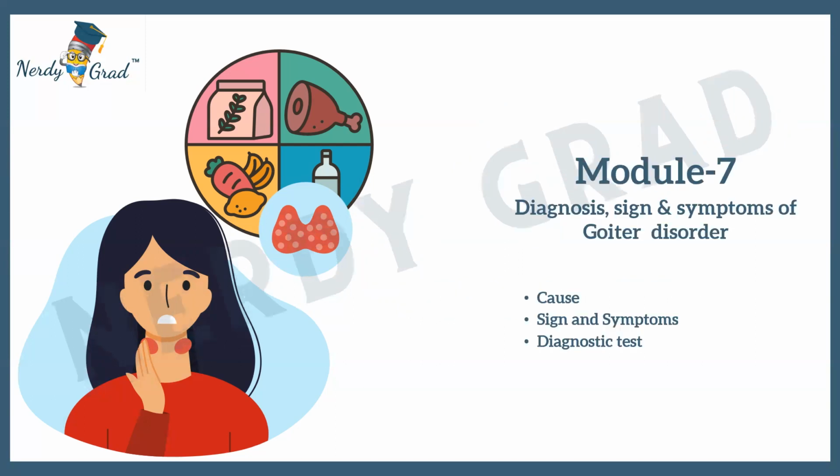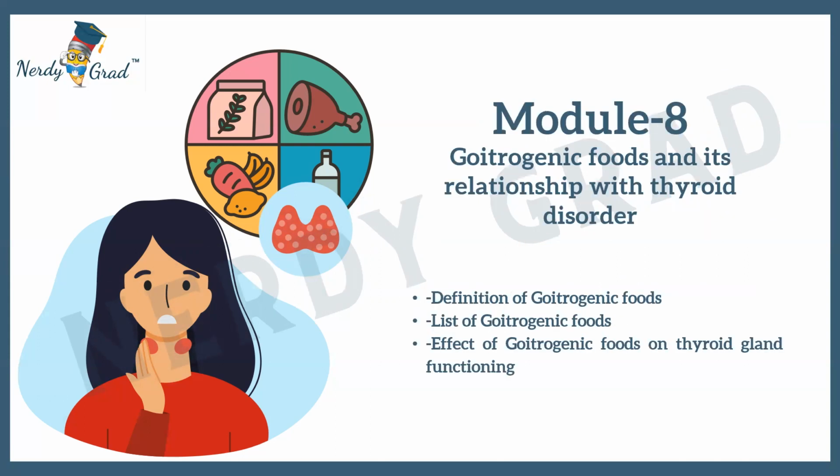Next is diagnosis, signs and symptoms of goiter disorder. That would be your module 7. Under this, we will study causes, signs, symptoms, and diagnostic tests. Next is module 8. This is also very important because goitrogenic foods play a very important role in thyroid management. In this, we will learn about the definition of goitrogenic foods, a list of goitrogenic foods, and the effect of goitrogenic foods on thyroid gland functioning.